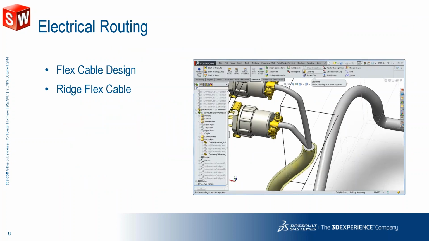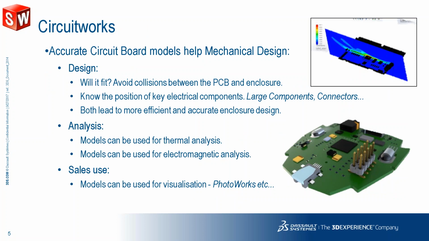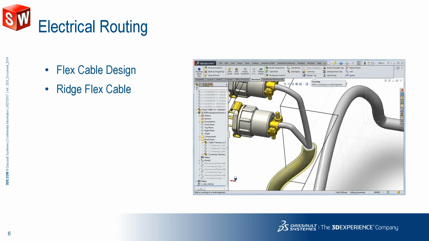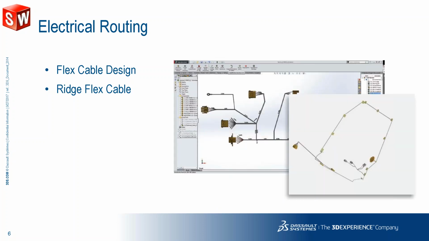Moving from SircuitWorks to electrical routing. Electrical routing, again, exists by default. I forgot to mention that SircuitWorks is included by default in SOLIDWORKS Professional, and electrical routing is included by default in SOLIDWORKS Premium. So when you have SOLIDWORKS Premium, you already have the capability of routing the cables between the components and between the sockets. It includes flex cable design or edge flex cable designs, even the harness, the drawings, the bill of materials, all that stuff in 3D could be done using SOLIDWORKS electrical routing, which again is included in the SOLIDWORKS Premium package.